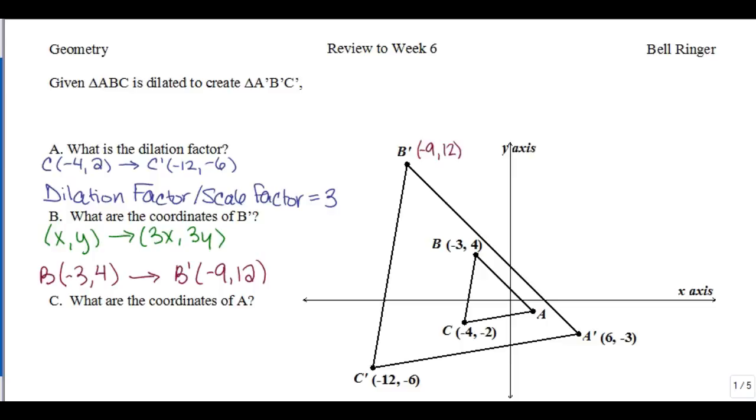Our next question is, what are the coordinates of A, given the image point A' is 6, -3. We're going to still use the scale factor, but backwards. The x-coordinate of 6 came from when we multiplied our original pre-image x by 3. Therefore, x must have been equal to 2. What was our y-coordinate of A? So our original pre-image point had the coordinates 2, -1.